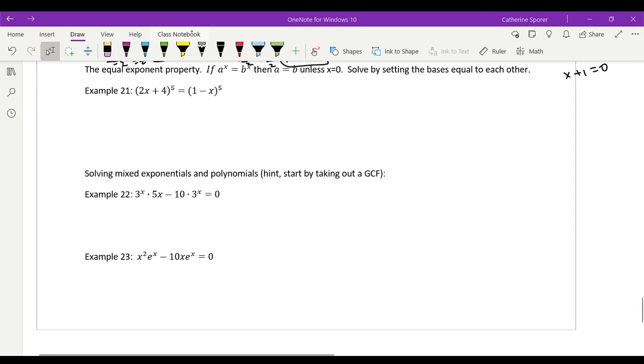The equal exponent property says that if a raised to the power x equals b to the power x, then those two bases are equal unless x is equal to 0.